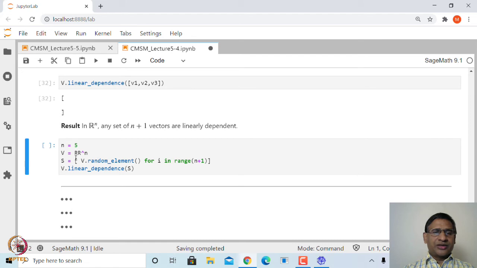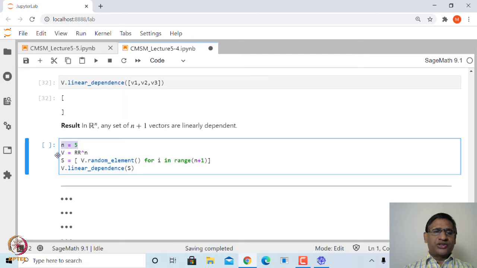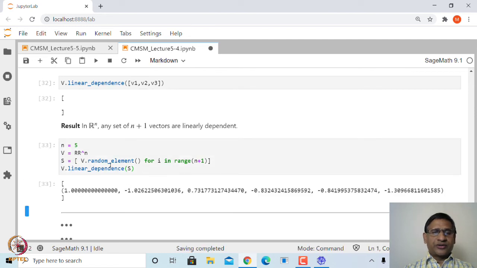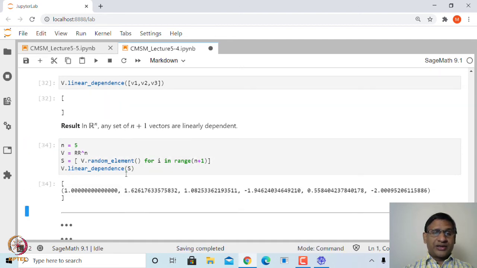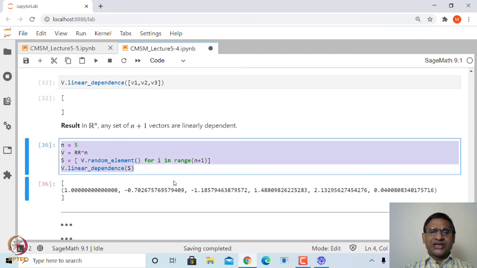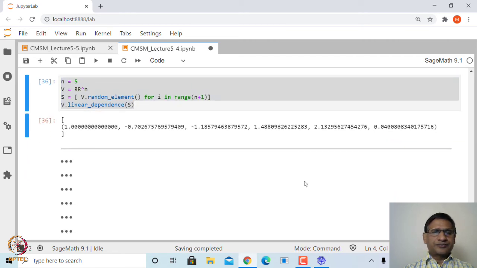Okay. So if I try to verify this, suppose n is equal to 5, V is equal to R to the power 5, and take any random 5 elements in this and check whether this is linearly dependent, the answer most often will be that this is linearly dependent. But it is possible that sometimes you get linear independence. That is possible because we are taking random vectors, and it also means that if you randomly select any 5 vectors, there is a very high chance that they will be linearly dependent, right.